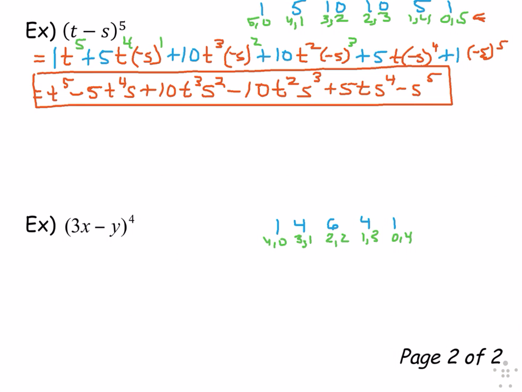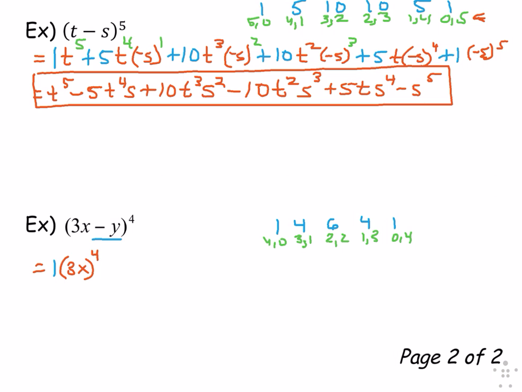And let's see, I start off with the coefficient of 1, so I won't write that anymore. I guess I will, just to make sure we're all on the same page. And I have 3x to the 4th power. And then negative y will be to the 0 power, so I'm not going to write that. Go back to Pascal's triangle. Now, it's a positive 4, but that's a negative.